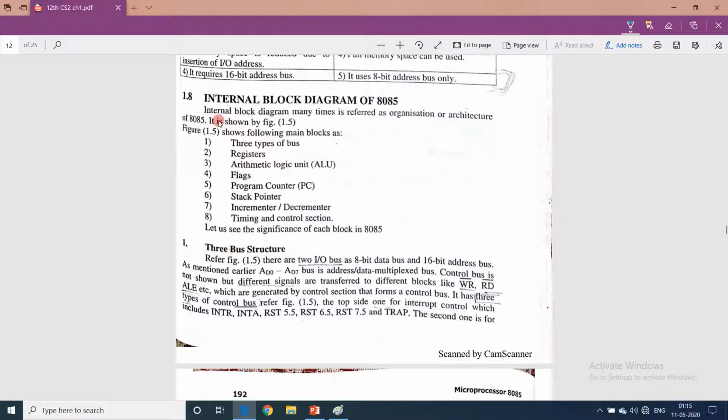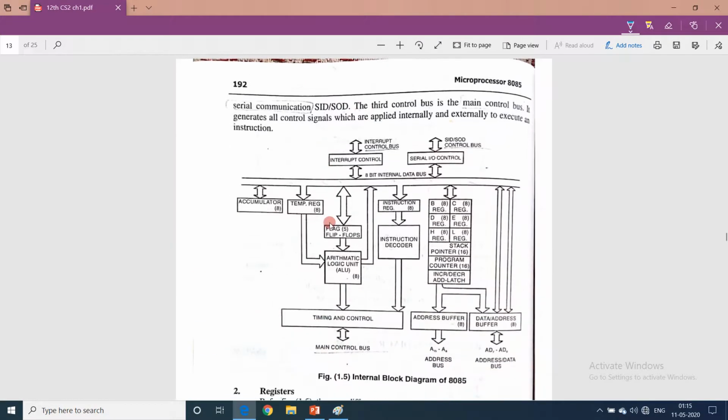Okay, figure 1.5 shows the following main blocks. The main blocks are 3 types of bus: registers, arithmetic logic unit, flags, program counter, stack pointer, incrementer, decrementer, timing and control sections. Okay, let us see the diagram first.